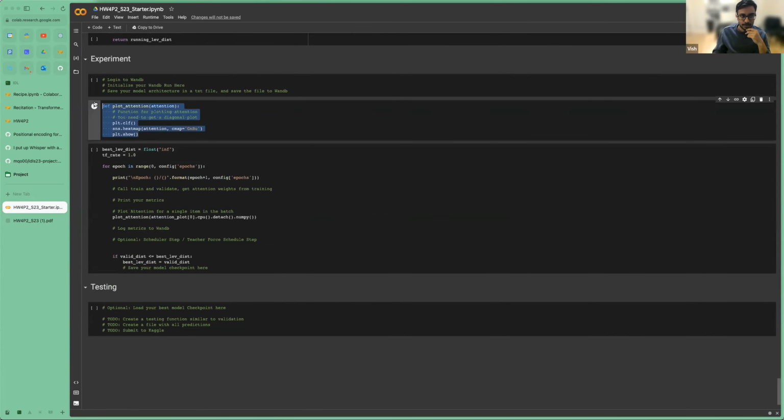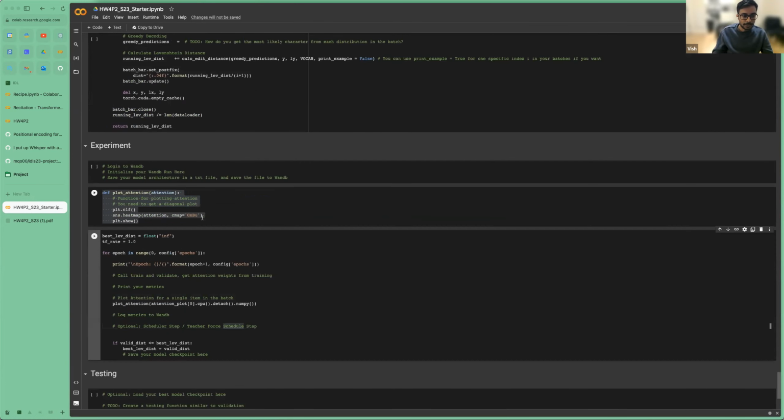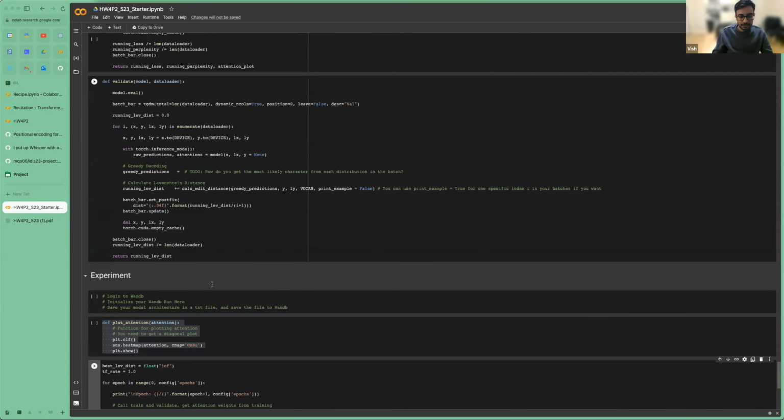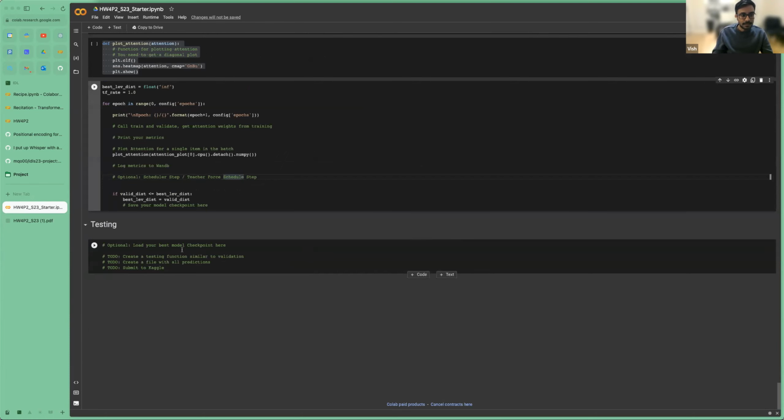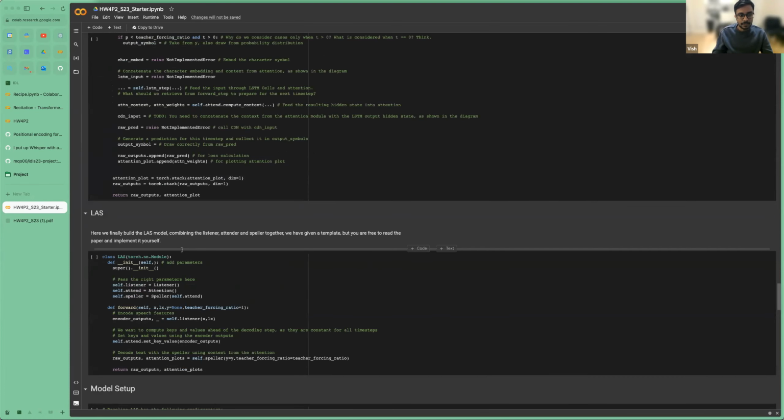This is a function to help you plot your attention weights. Make sure you call it right here, right? And when you're calling it, obviously, you want to call it for a single item in the batch. Attention plot of 0. You can do it for any item in the batch, doesn't matter, but we just do it for the first item in the batch naturally. But yeah, plot that so that you can understand what your attention maps look like.